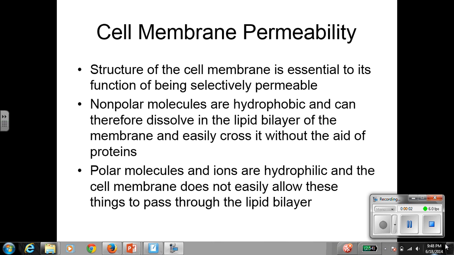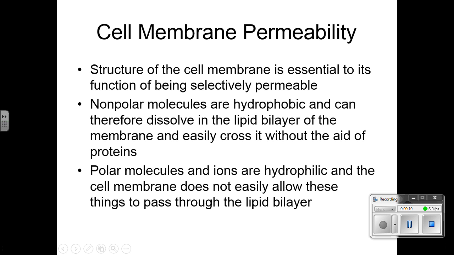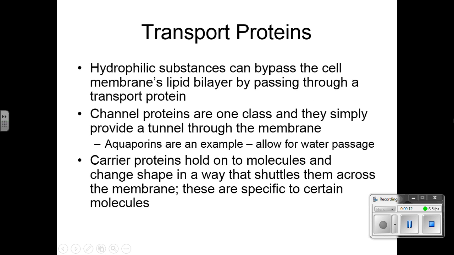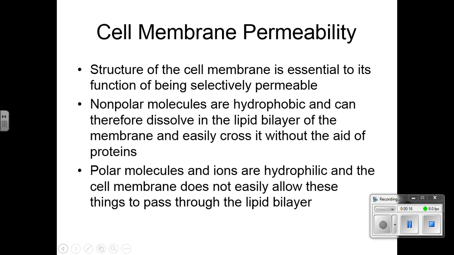This is the second part of the chapter 7 notes. This is on cell transport. Back for a second. The structure of the cell membrane is essential to its function of being selectively permeable.